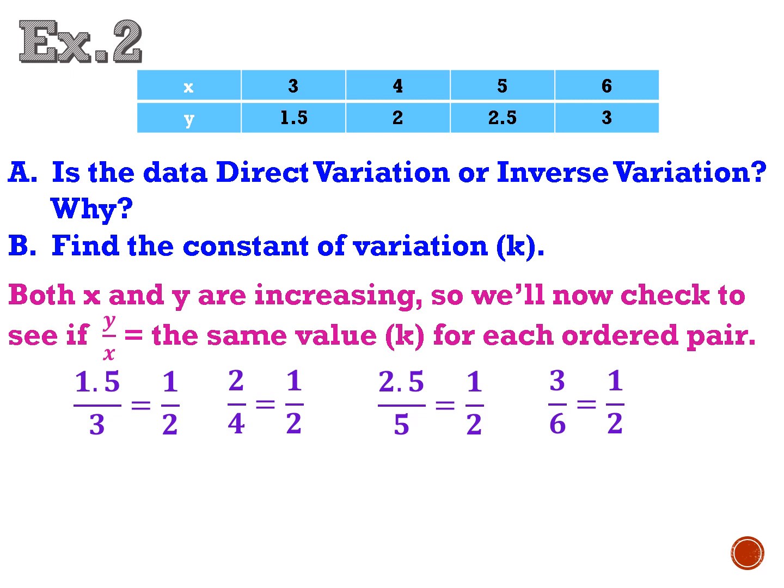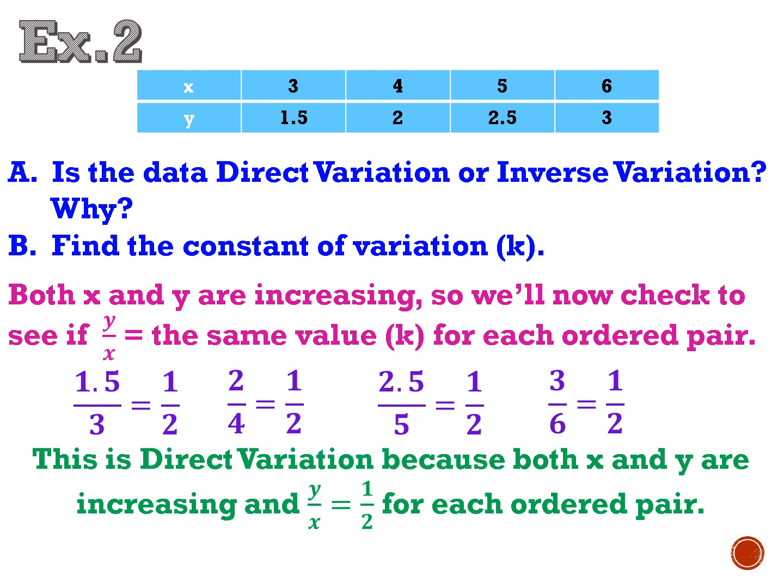So since both x and y are increasing, and when I do y over x, I get the same value, that means it's direct variation. Okay, now part B says, what's the constant of variation? Well, we don't have to do any more work. We've already found it. It's 1/2. So our k value is 1/2.